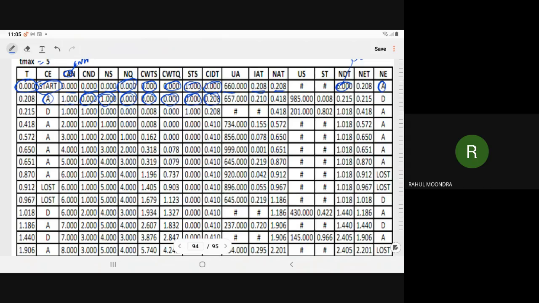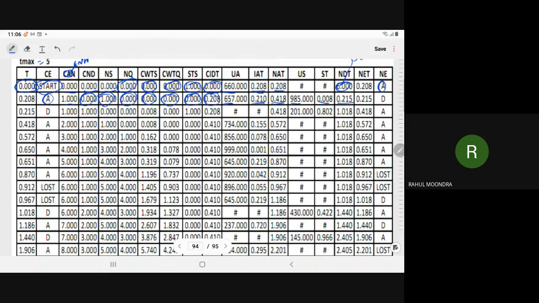Because it is an arrival, we have to generate the new arrival and departure also. We take the random number 657, and corresponding to 657, our interarrival time will be 0.210. When we add 0.210 with 0.208, you will get 0.418. Because we already have one customer, we have to generate its departure time also. We take the random number for service as 985, so the corresponding service time is 0.008, and we have the 0.215 NDT.